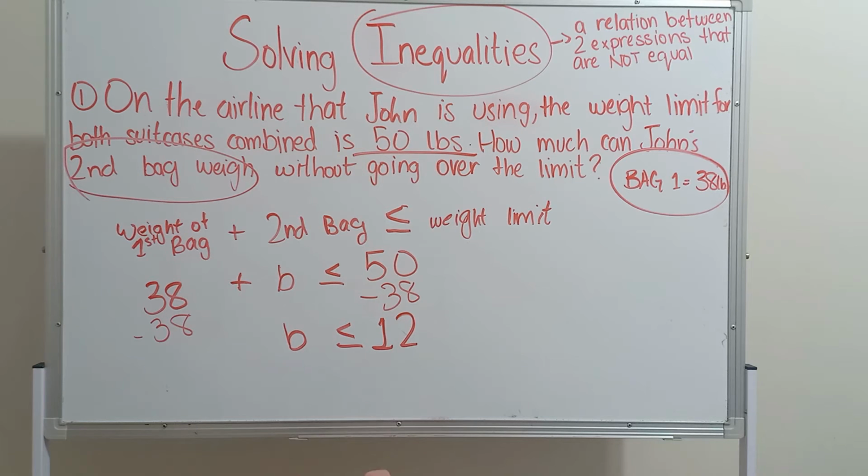What this inequality means is that the second bag's weight should be 12 pounds or less. It cannot be more than 12 pounds, because then it would exceed the weight limit, which we don't want. We have to make sure that it's equal to or less than the weight limit. So our answer for the first question is b is less than or equal to 12 pounds. That is how we solve inequalities. Now let's move on and do a few other questions.